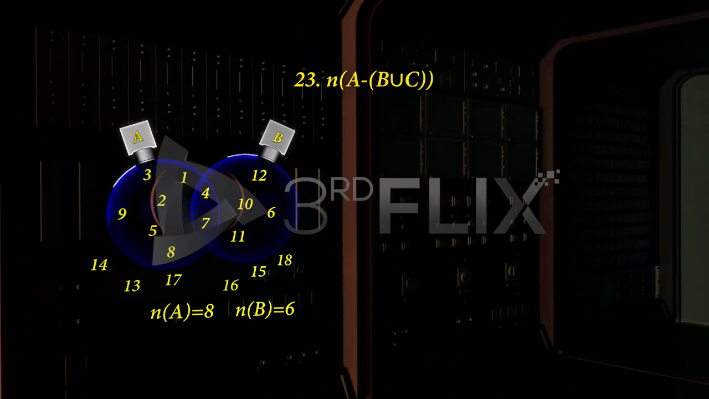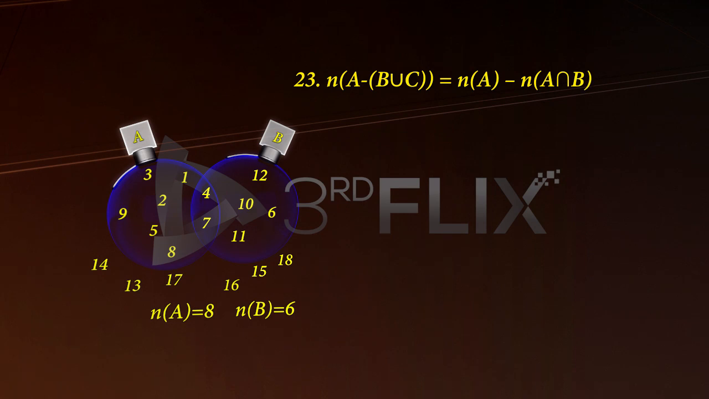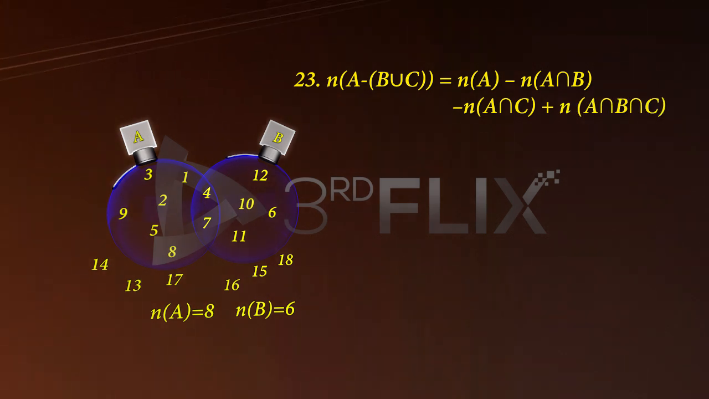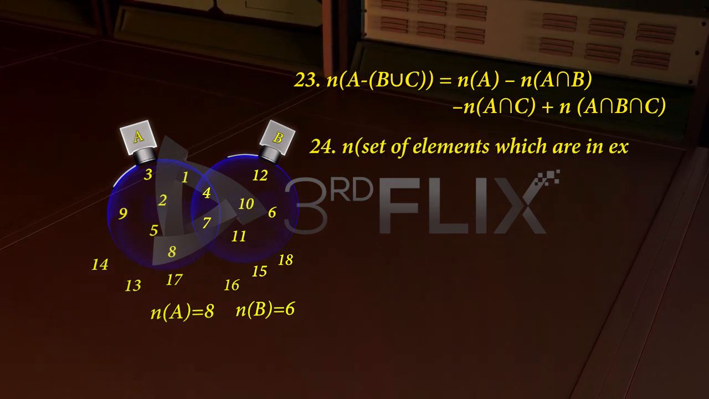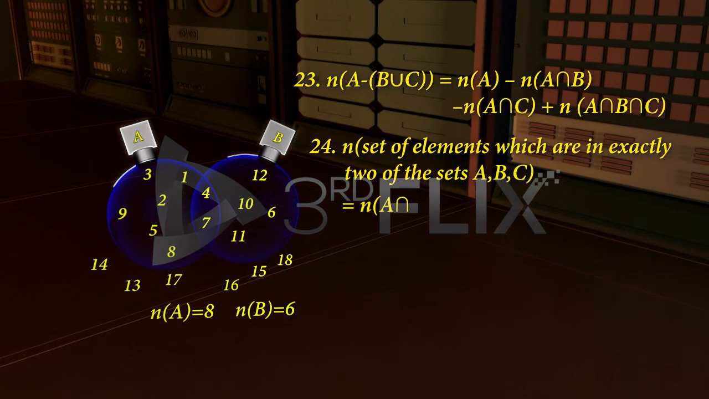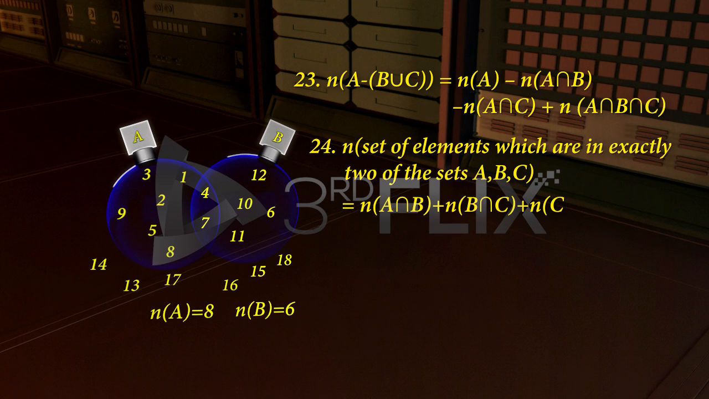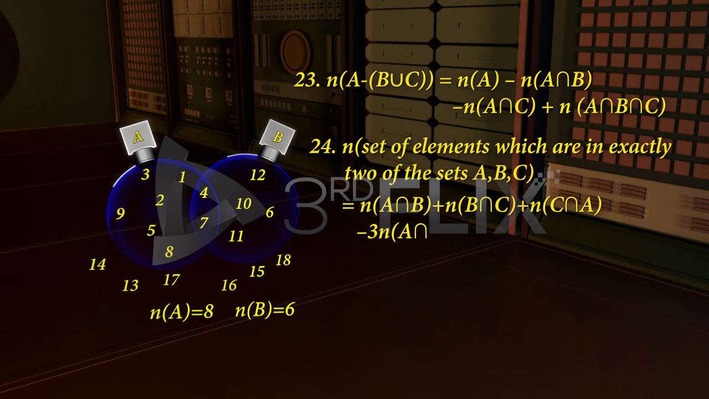n(A minus (B union C)) equals n(A) minus n(A intersection B) minus n(A intersection C) plus n(A intersection B intersection C). n of the set of elements which are in exactly two of the sets A, B, C equals n(A intersection B) plus n(B intersection C) plus n(C intersection A) minus 3n(A intersection B intersection C).